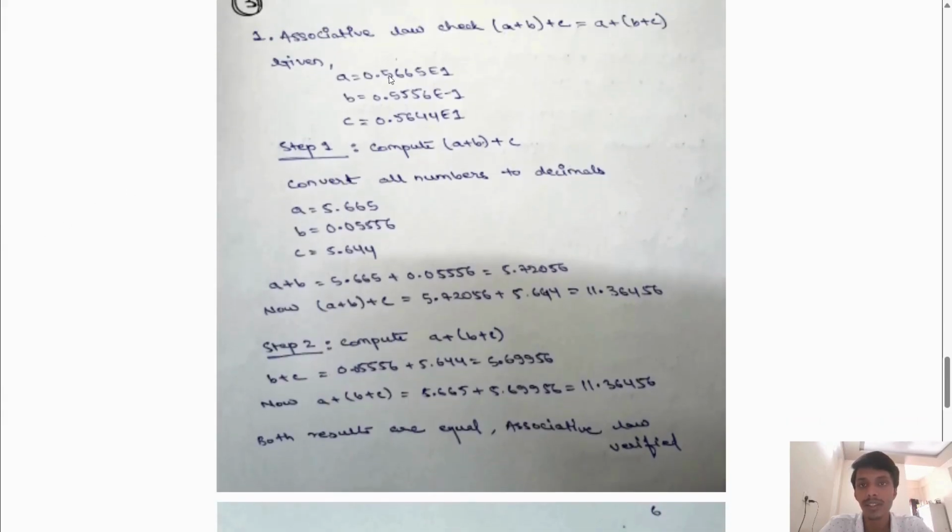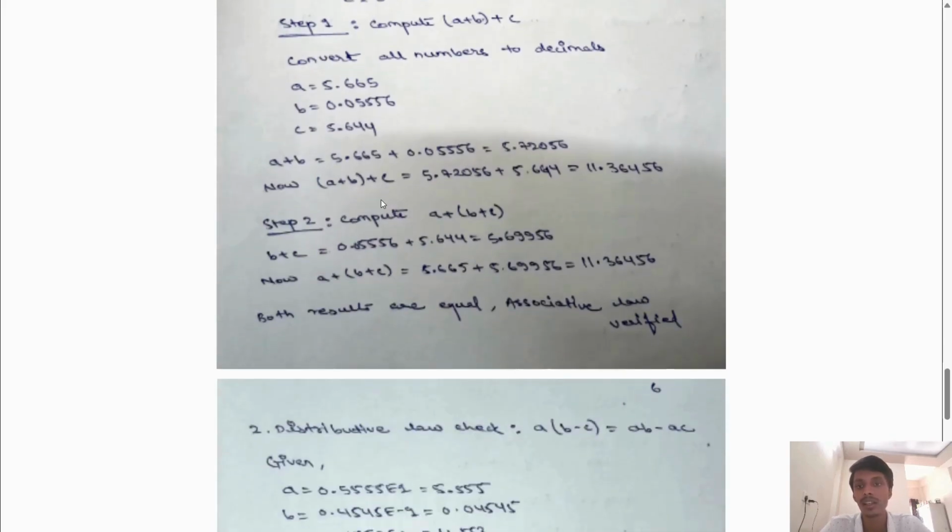By evaluating these a, b, and c, we get these values of a, b, c. If we do a plus b first, a plus b results in 5.72056, and if we add c at last, 11.36456. If we do b plus c first, b plus c results in 5.69956. Now a plus b plus c results in 11.36456. These values are equal, so the associative law is verified.